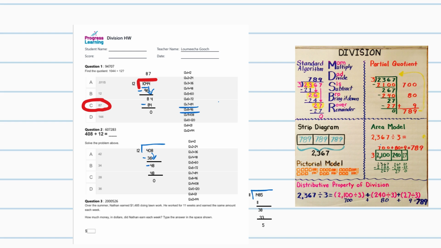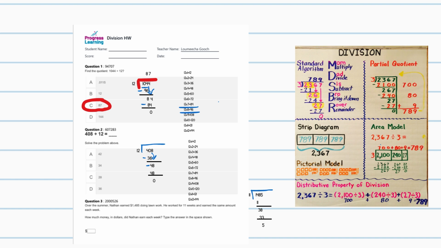So for the standard algorithm, we are going to work with 104. We can't work with 1 because it's too small. We can't work with 10 because, again, it's too small. But 104, we can fit a certain amount of 12s inside of 104. And looking at our list of multiples of 12, we can see that 12 times 8 is 96. 96 gets us closest to 104 without going over. We can't choose 12 times 9 because 12 times 9 equals 108.